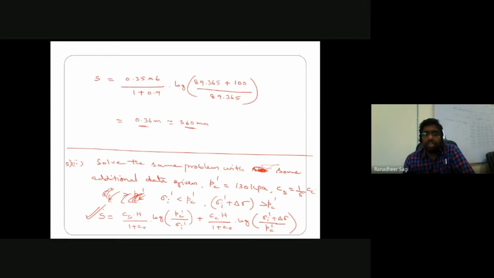However, if your initial effective stress is on one side of your pre-consolidation pressure, in the sense that the initial effective stress is less than the pre-consolidation pressure, and the final effective stress is greater than the pre-consolidation pressure, it means you are looking at a compression curve which contains part of the over-consolidated state and part of the normally consolidated state. In such a case, you have to use both terms for estimating the settlement. One part of the term contains CS, the other part contains the slope parameter CC, by which you can estimate the settlement in the soil.